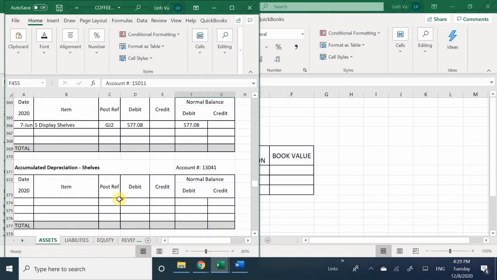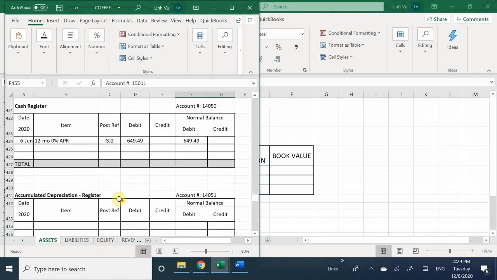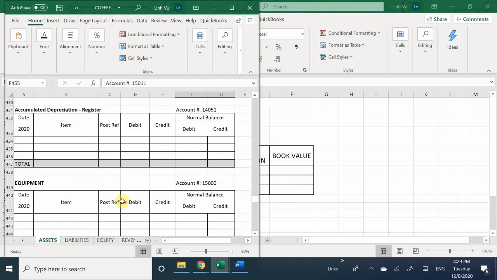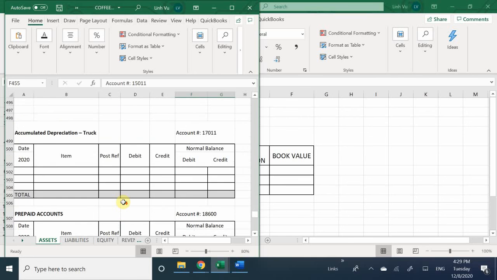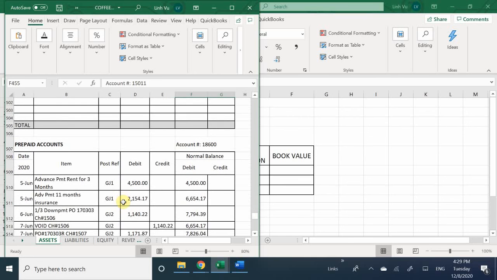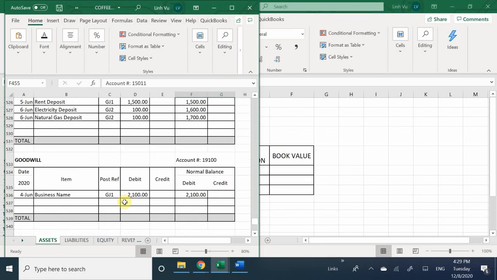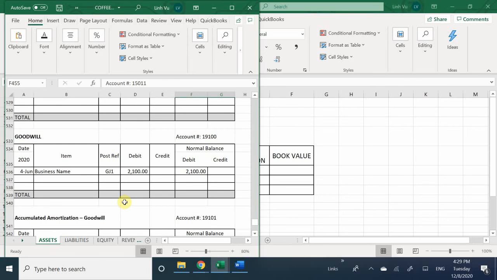Hang on. 2100. 2100. Oh, let me find actually mine so I can see it too, where I can find it here. Where the heck is it? It's under prepaid, under that. There you go, Goodwill. It's almost the second to last account.